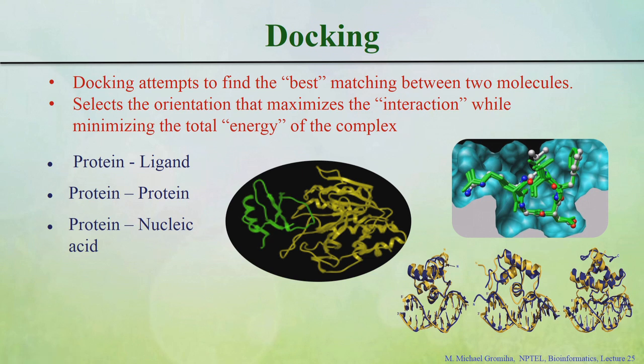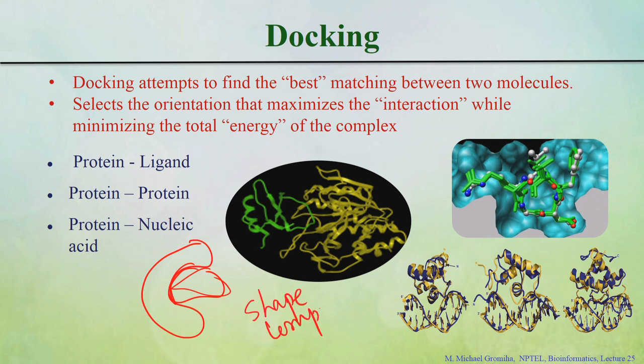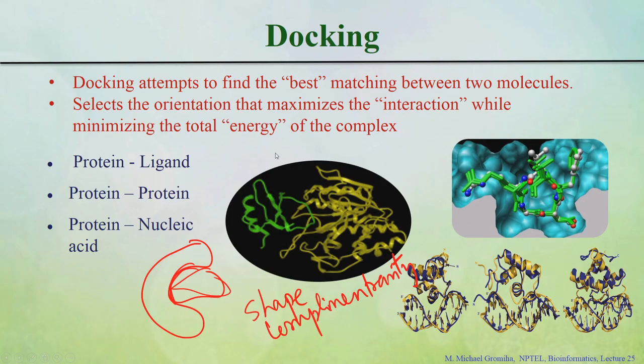For example, if you have a binding site like this, and if here you can see the binding site, right, then you can find the ligand which can interact with that particular place, like the shape complementarity, right. So, find the best match, right. Then if you do like this, what will happen? The orientation changes which maximizes interaction between the protein and the ligand and minimizes the total energy of the complex. In this case, it gives a strength of binding, right. You can see various examples like protein nucleic acids, protein ligand, protein and so on.